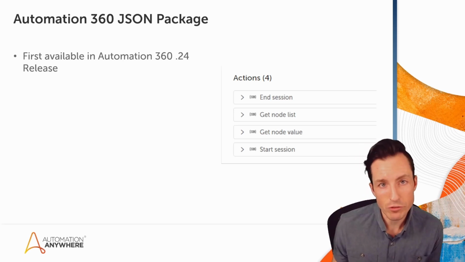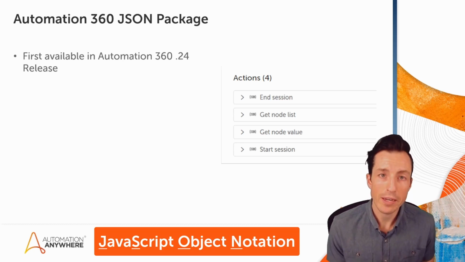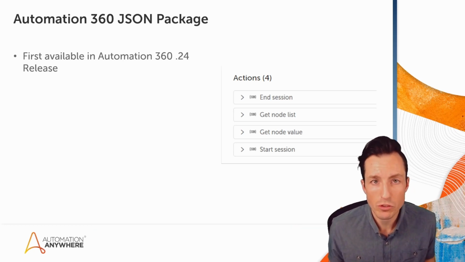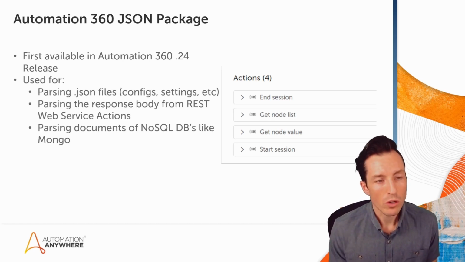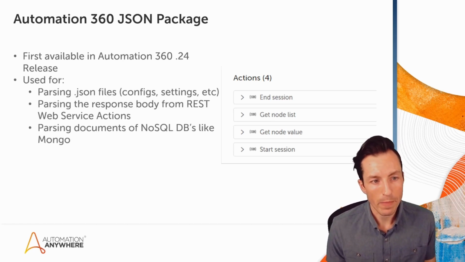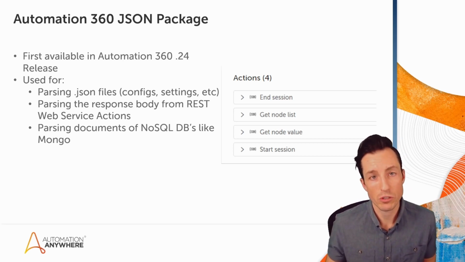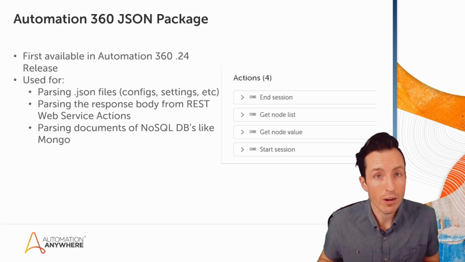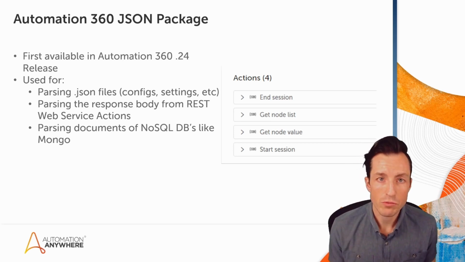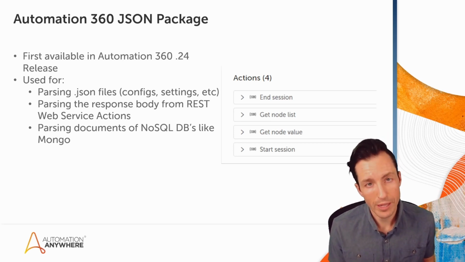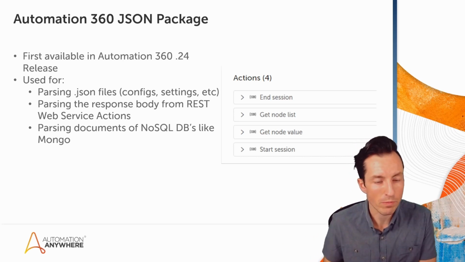Now, before we dive too much into it, JSON stands for JavaScript Object Notation, and it's basically a systematic way for being able to store data and values in almost like a key value pair system. So where would you actually use this package? Well, first off, you can use it for parsing JSON files, and a JSON file could be used for storing configurations, maybe environmental settings that you want to reference within your bot. Both of those are great use cases for using a JSON file to store some kind of data, reading it into your bot, and using that for processing whatever the bot needs to do.